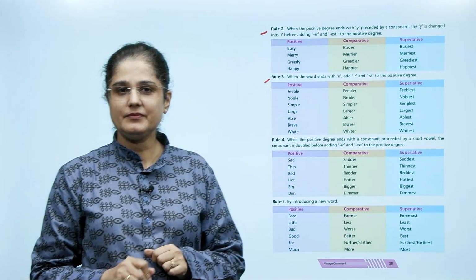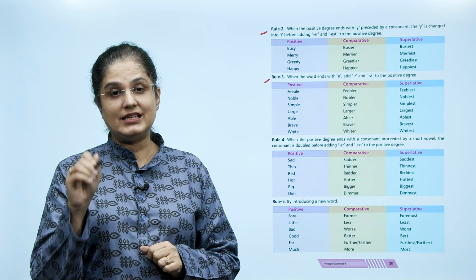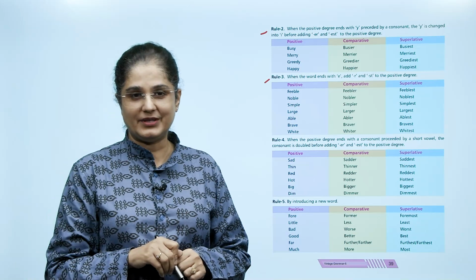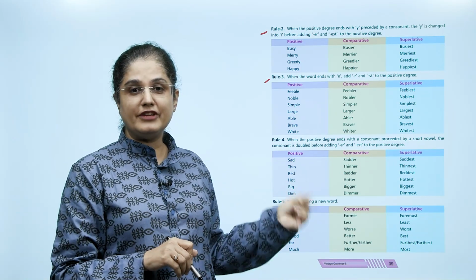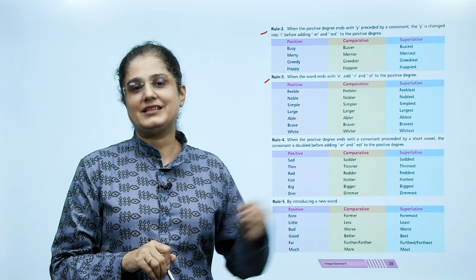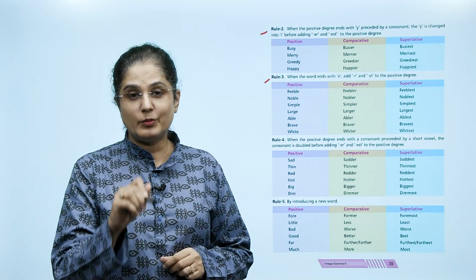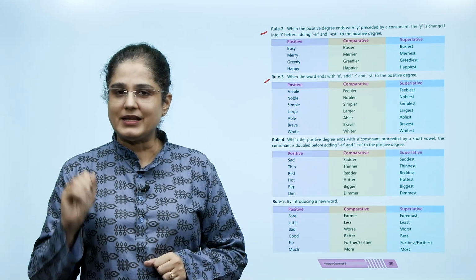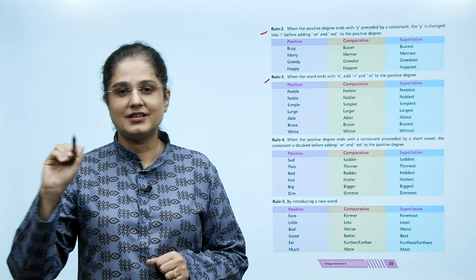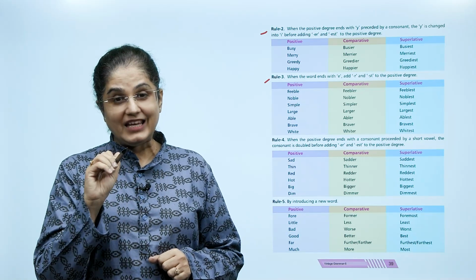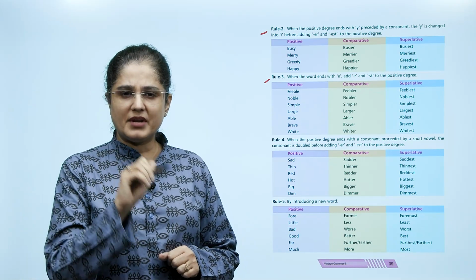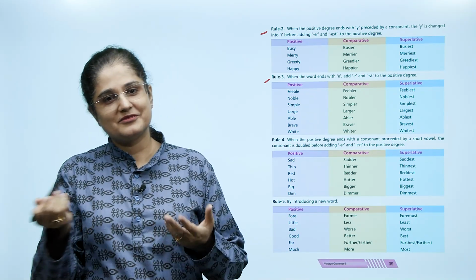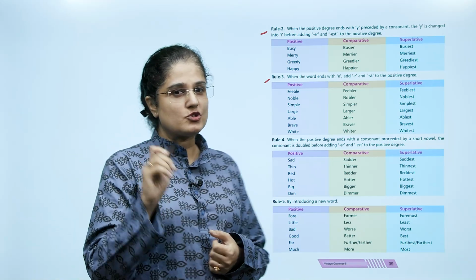What is the next rule? Rule 3. When the word ends with E, we add R and ST to the positive degree. Examples: feeble, feebler, feeblest; noble, nobler, noblest; simple, simpler, simplest; large, larger, largest; able, abler, ablest; brave, braver, bravest; white, whiter, whitest. Let us look at Rule 4.